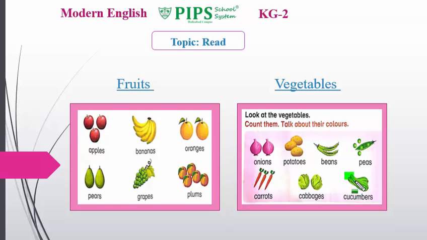Last one is cucumbers, and here are the spellings of cucumbers, and the color of cucumber is green.